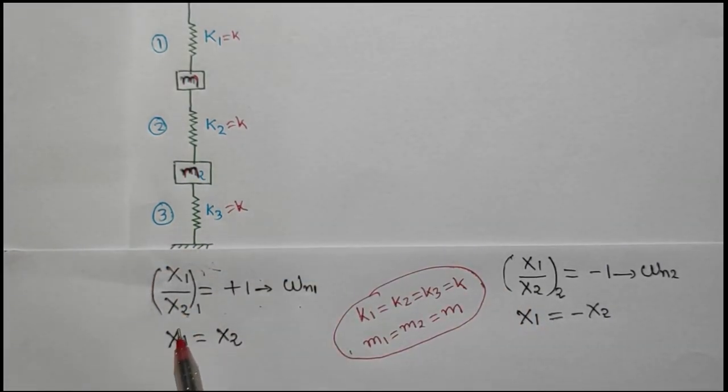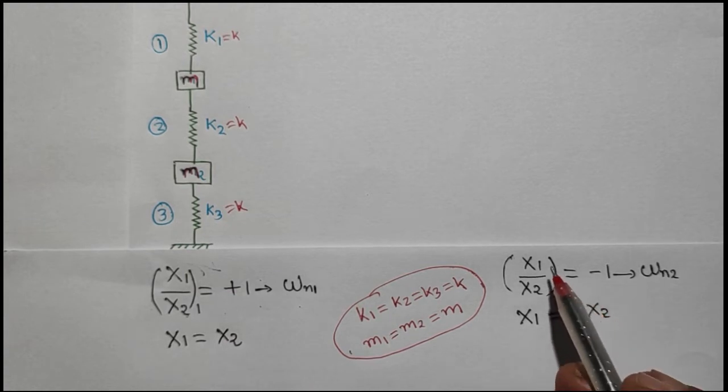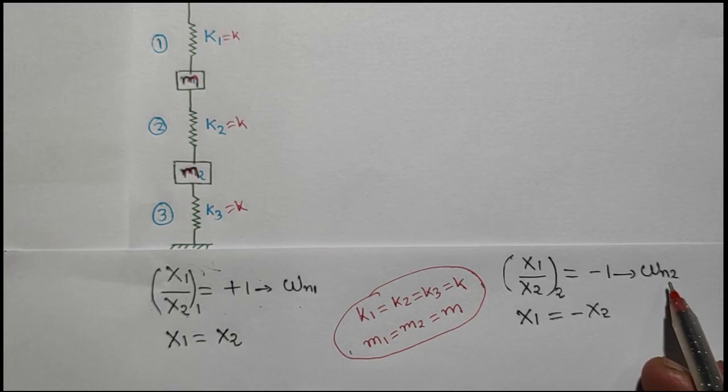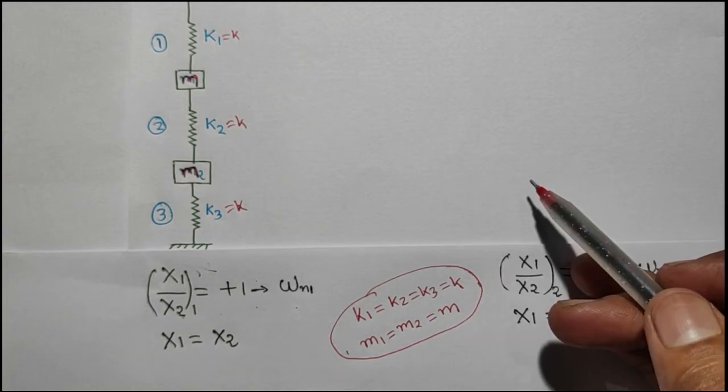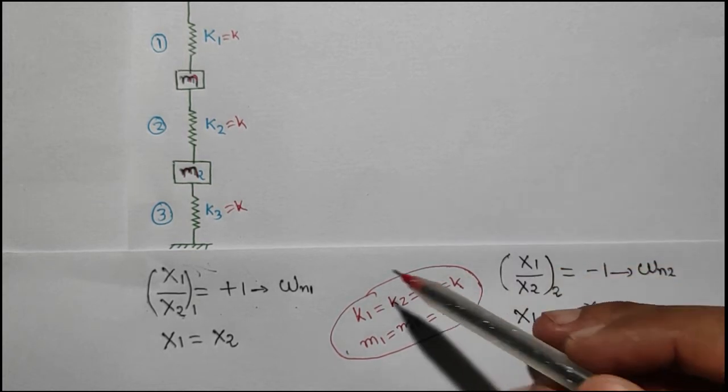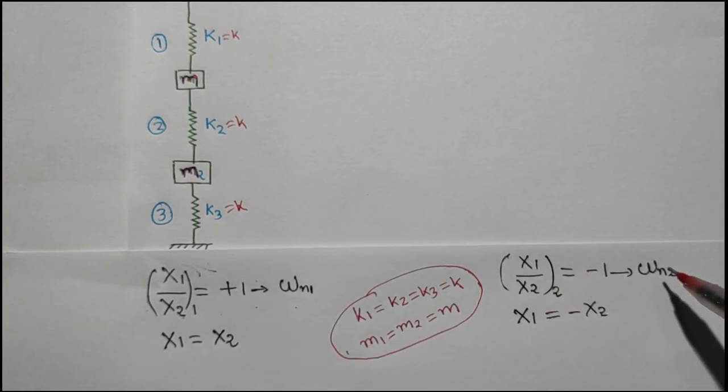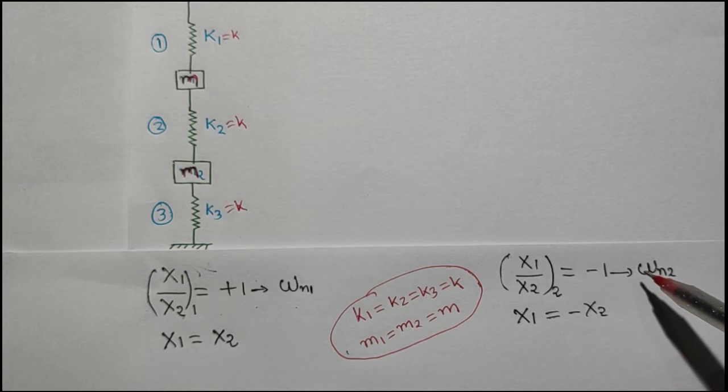In case 1, every point of the system is executing harmonic motion due to omega n1. In case 2, every point of the system is executing harmonic motion due to omega n2. The type of motion in which every point of the system executes harmonic motion due to any of its natural frequencies, omega n1 or omega n2, is called principal mode of vibration.